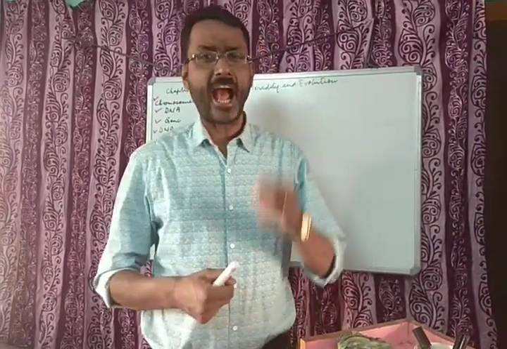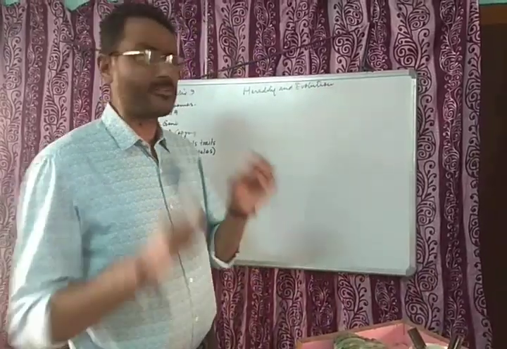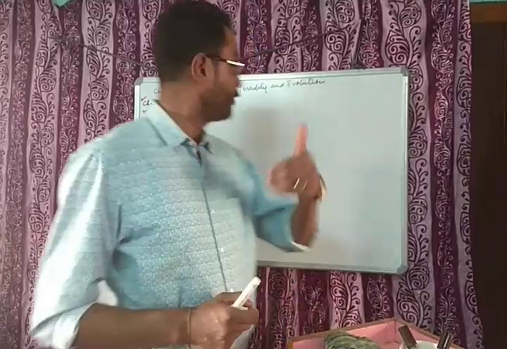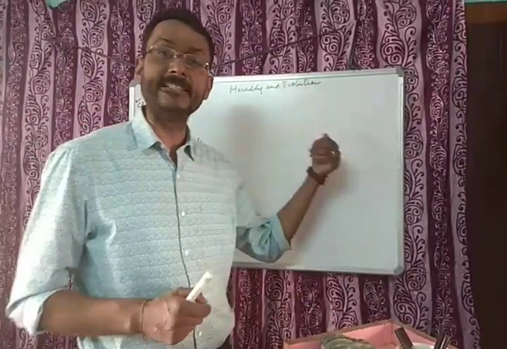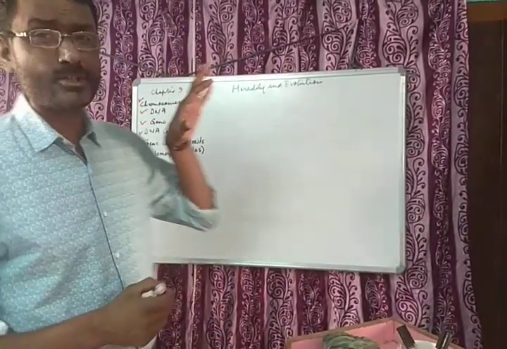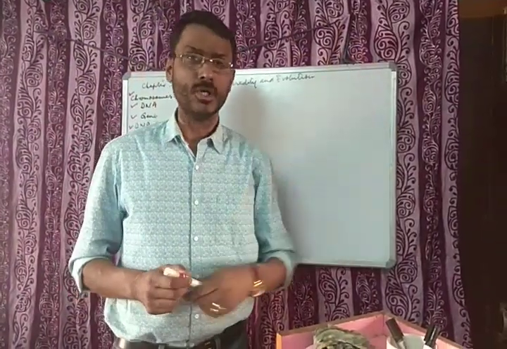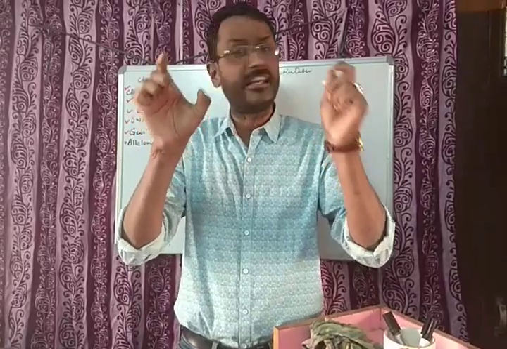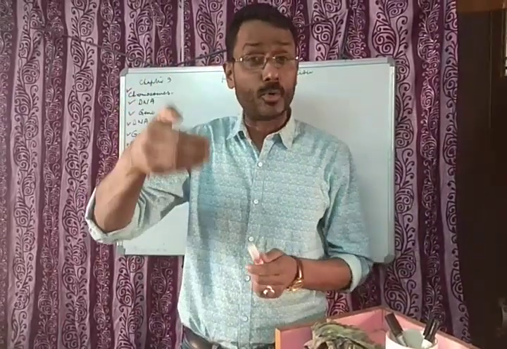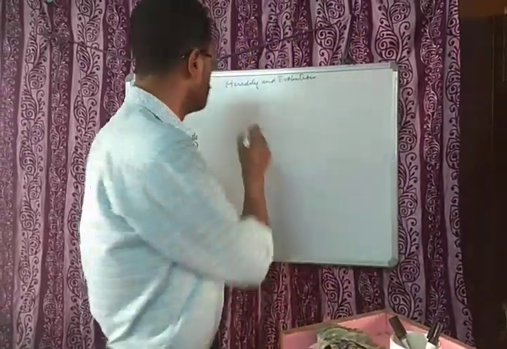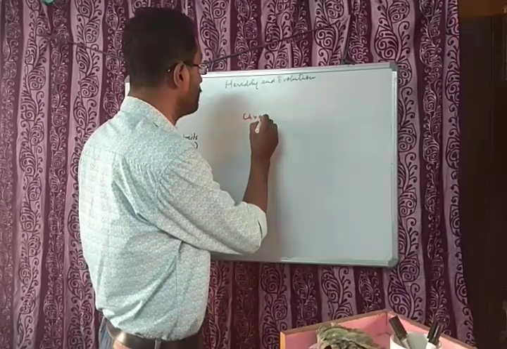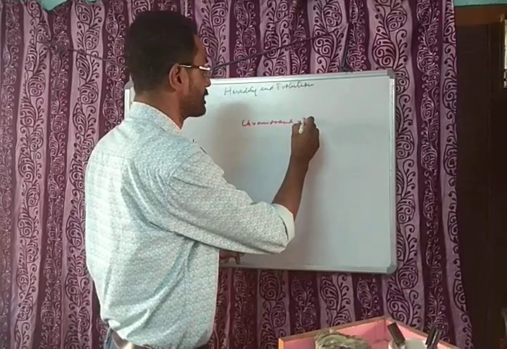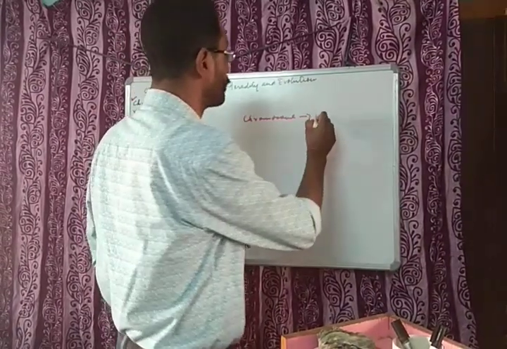So for that, we have to go for some of the small and very important crucial terminology in heredity and evolution. First of all, let's know what is chromosome. Chromosome is a hereditary vehicle. Where does chromosome remain? Chromosome remains inside the nucleus. In the nucleus.